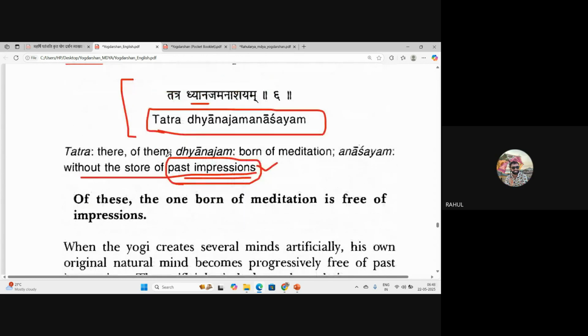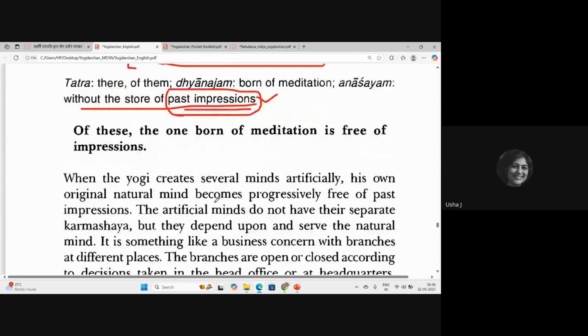Very good. The other things are making impressions, but samadhi is not making the impression, the karma sanskaras. It is the main reason. Yes, ma'am. Very good, ma'am.